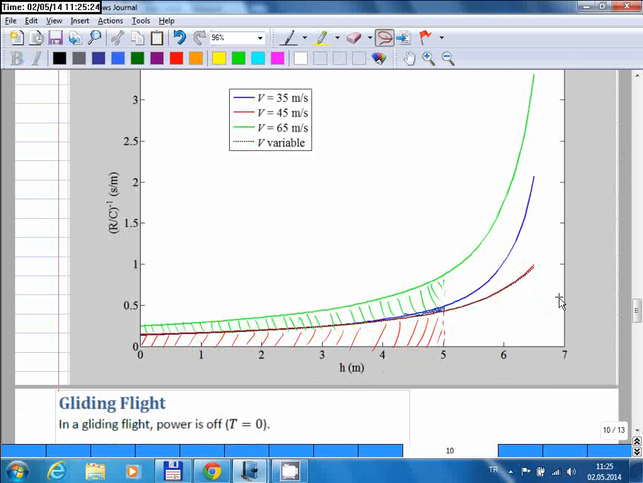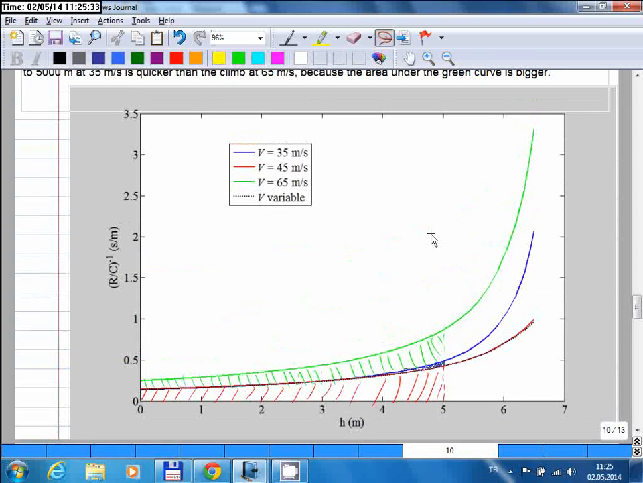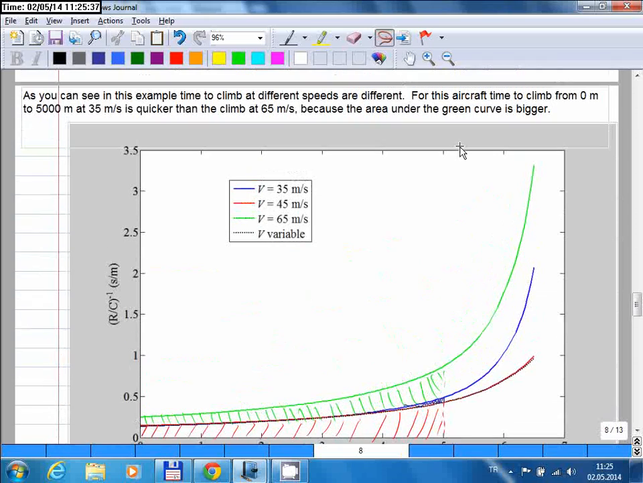Okay, so this is how you can calculate time to climb, and you can do the same thing to calculate time to accelerate as well, but that's not something we look at for aircraft.